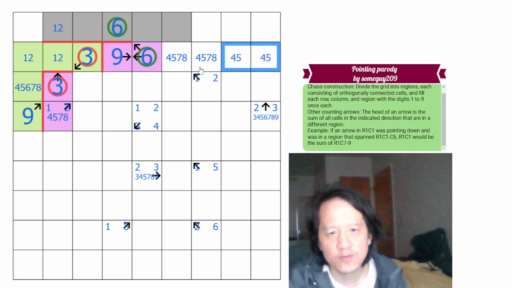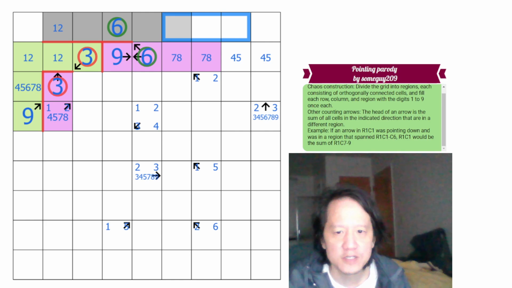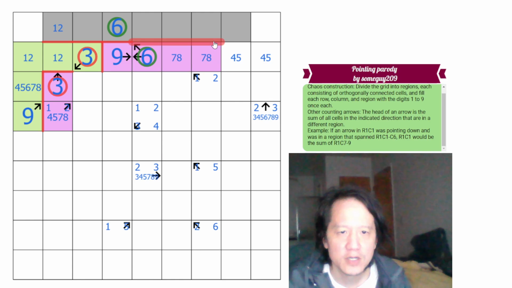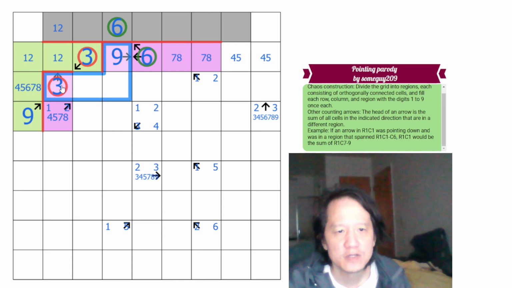Therefore, this is the 4 and the 5. This has to be 7 and 8, and both the pinks are here. Therefore, this one has to continue out here because you need 9 digits. This is a boundary. 1, 2, 3, 4, 5, 6, 7, 8, 9. So that's possible still. So it goes either here and connects here, or it goes here and connects that way.